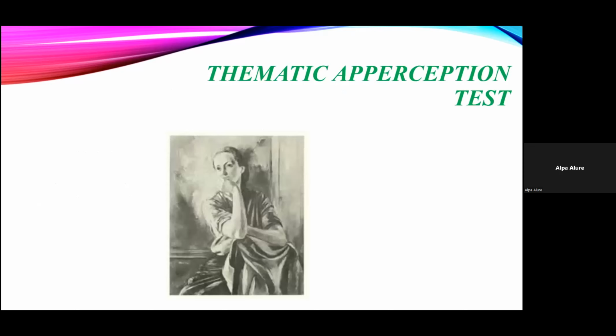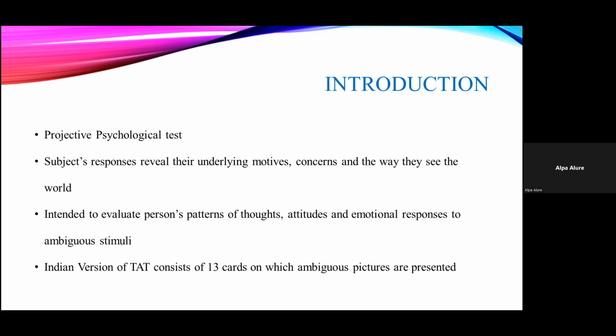Okay, coming to the next projective technique, the Thematic Apperception Test. This is again a projective technique, and here the subject's responses reveal the underlying motive, concern, and the way they see the world. Here we are able to understand or evaluate the person's patterns of thought, attitudes, and emotional responses to ambiguous stimuli. The Indian version of the TAT consists of 13 cards on which ambiguous pictures are presented.